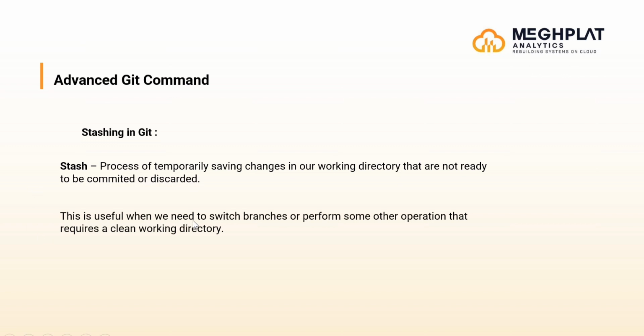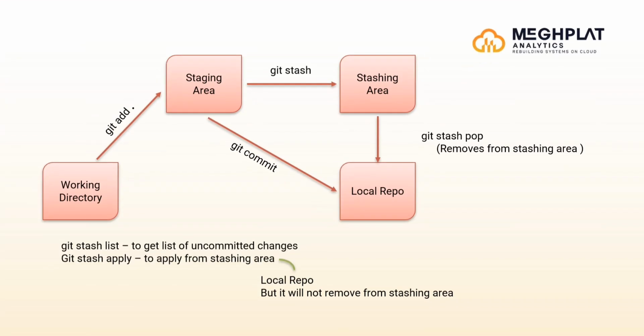This is useful when we need to switch branches or perform some other operation that requires a clean working directory. Git uses this stashing to temporarily store the uncommitted changes. So the changes in the staging area, which are not yet committed, Git uses stashing to store them. So let's see the workflow so that it will be easy for us to understand.